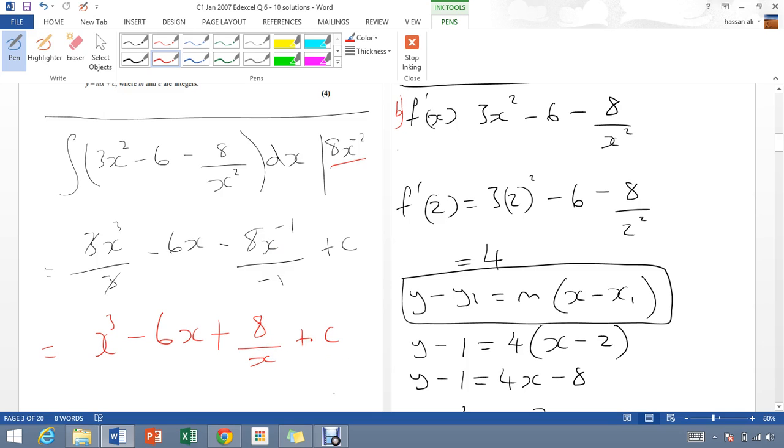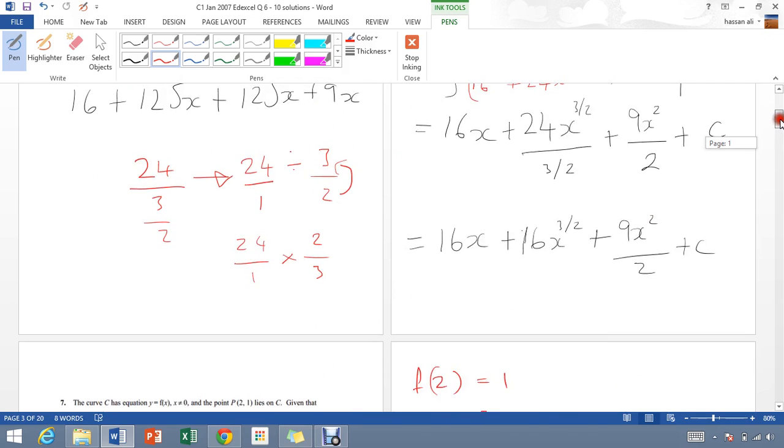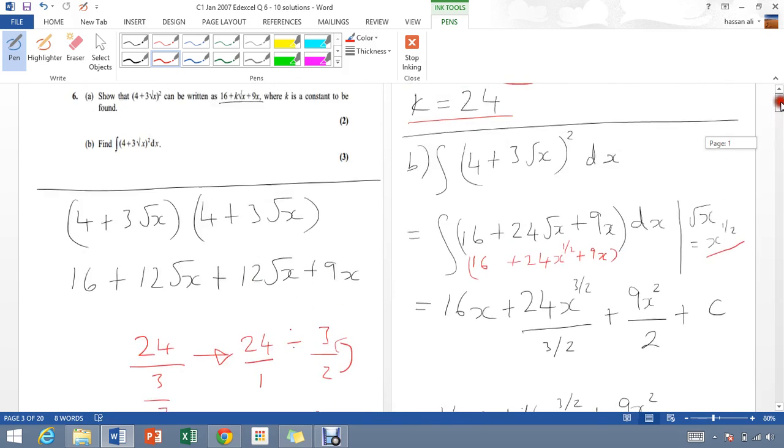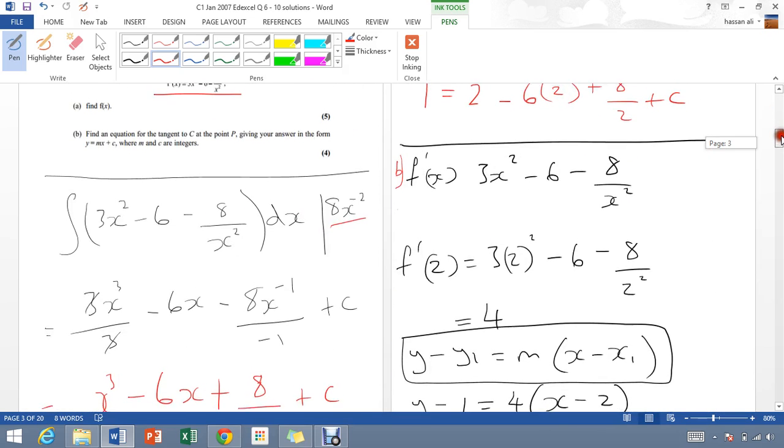Now we can't stop there, because it's asking you to find the equation. The previous question asked you just to integrate, so that's why we left it as a plus c. And this one asks you to find the equation.